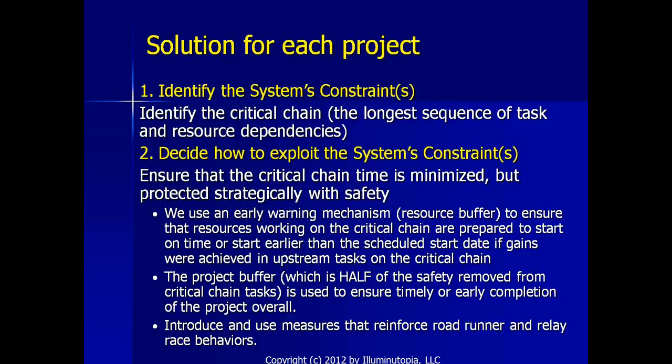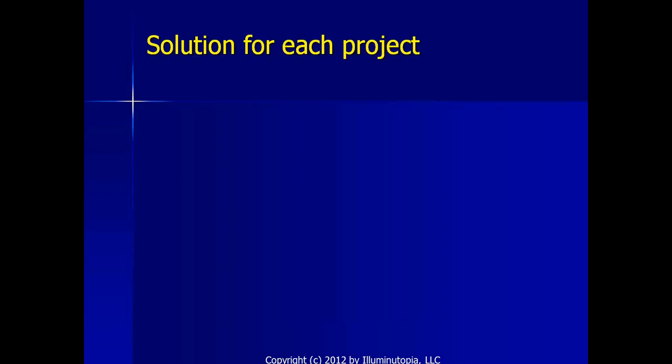We're going to use project buffers, which are half the safety removed from the critical chain task, to ensure timely or early completion of the project overall. And we're going to introduce and use measures that reinforce roadrunner and relay race behaviors. So once you get a task, you start it, you start running with it and finish it as soon as possible, like a roadrunner, and also a relay race, meaning you pass it off to the next person as soon as you can.